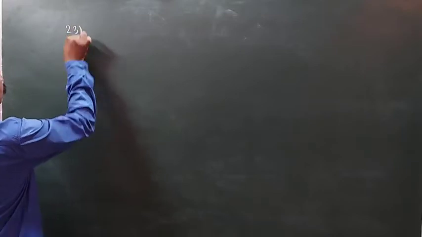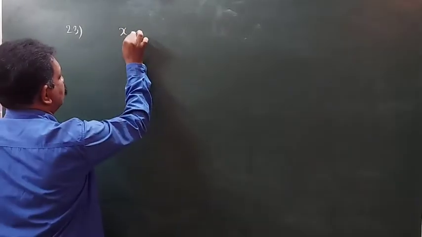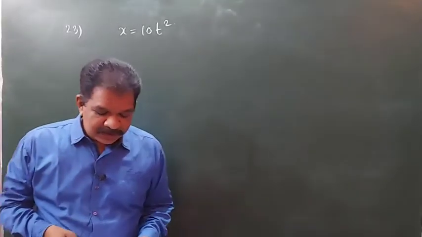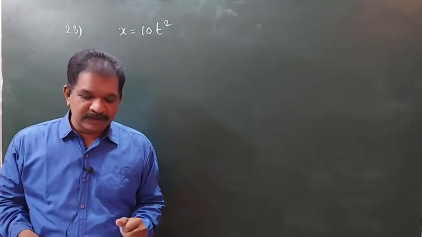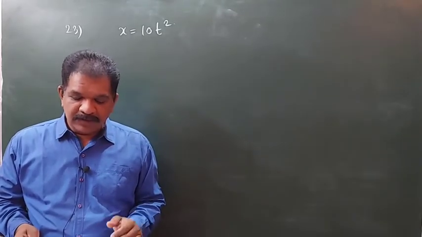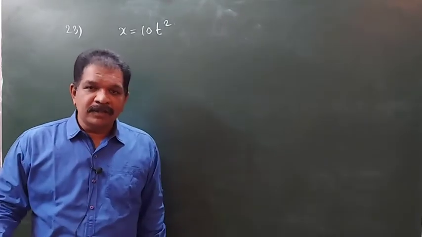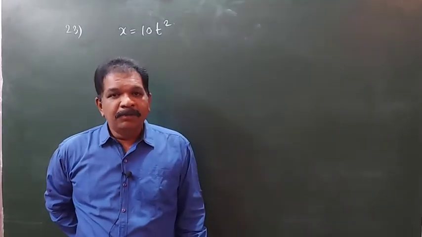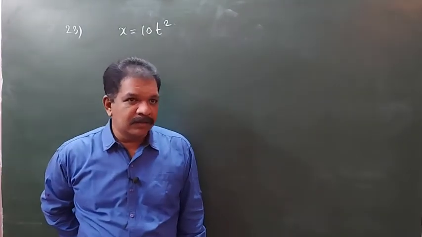What to do? See, problem number 23. What they give? X is equal to 10t square they give. Now what they are asking, in between the times 2 to 3 seconds, what is the average velocity? That is the question. So average velocity basic formula will be what? Total displacement by total time. That is the basic formula for average velocity.